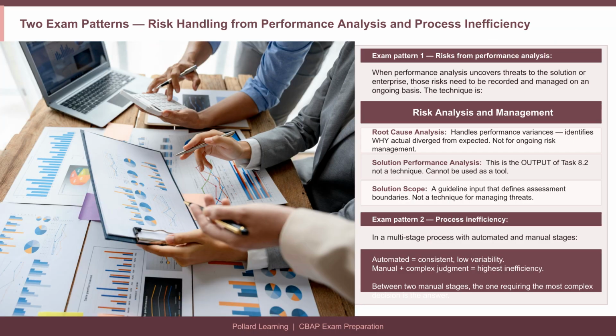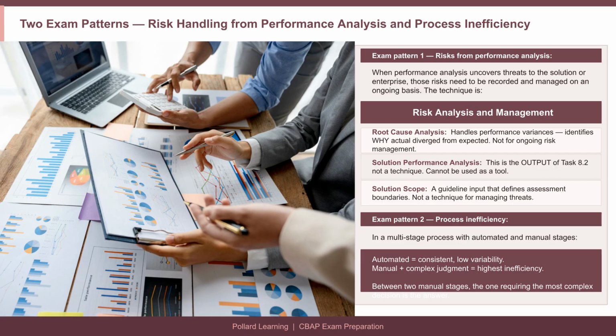2 exam patterns test Task 8.2. The first. When performance analysis uncovers threats, the technique for recording and managing them on an ongoing basis is risk analysis and management. The traps are root cause analysis, which handles variances, not ongoing risk management; solution performance analysis, which is the output of this task, not a technique; and solution scope, which is a guideline input, not a technique.